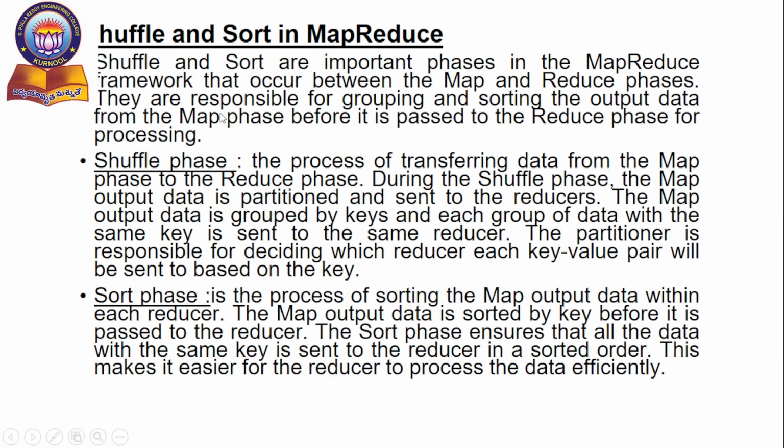Now we'll see what exactly shuffle and sort perform on the data. The shuffle and sort are important phases in the MapReduce framework that occur between the map and reduce phases. The shuffle and sort will perform their action in between the map and reduce jobs. They are responsible for grouping and sorting the output data from the map phase before it is passed to the reduce phase for processing. So in between map and reduce, we have the shuffle and sort process.